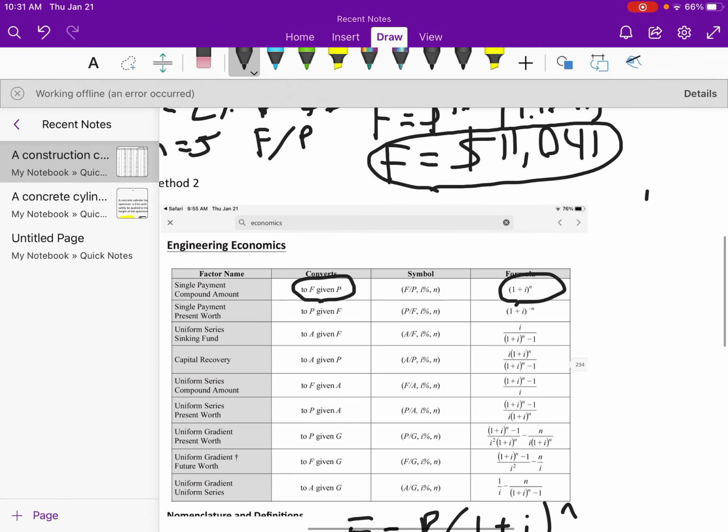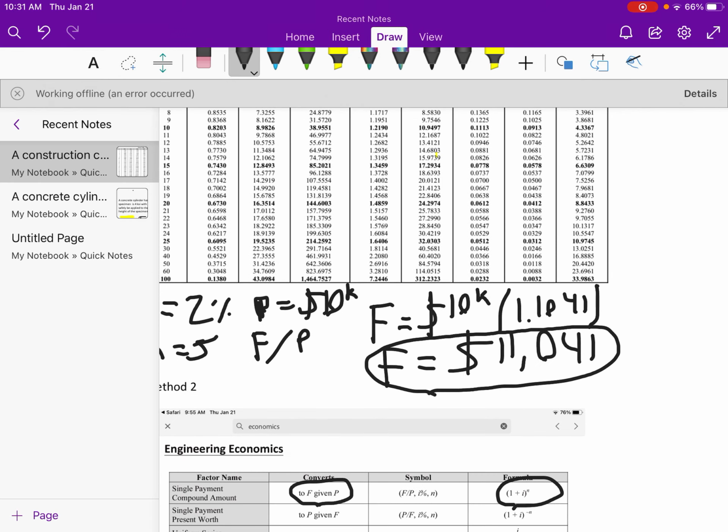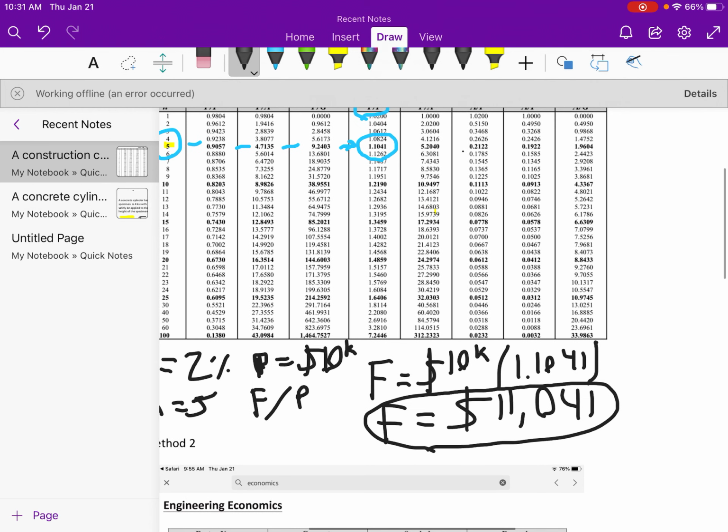And don't worry about memorizing any of these formulas. They are all within the FE reference manual. And then if you're taking the PE, you can obviously take in whatever resources you want.